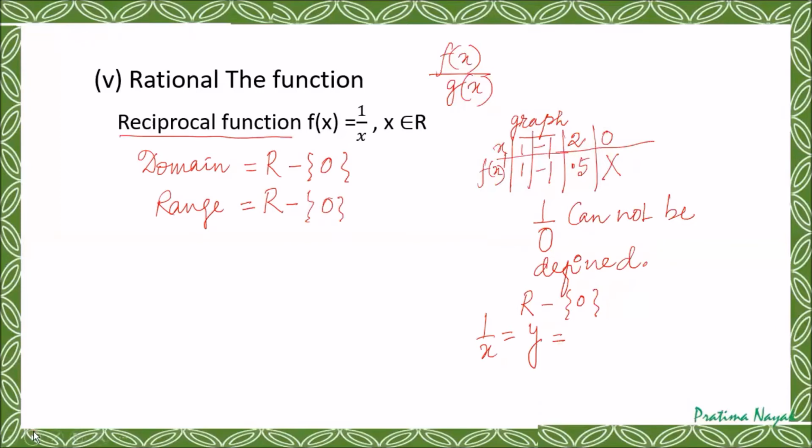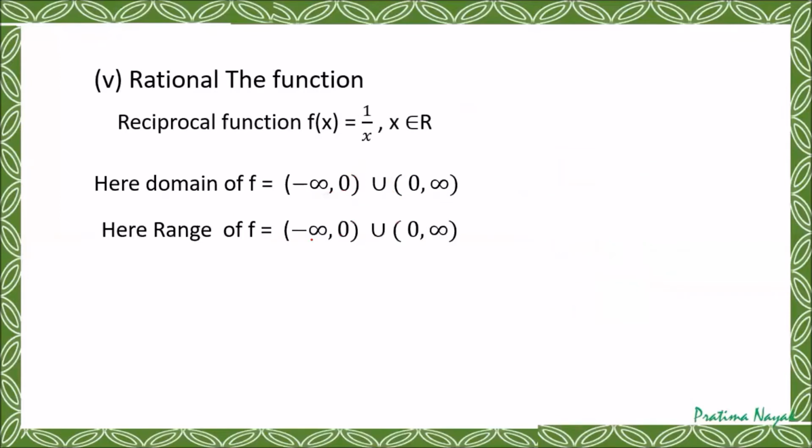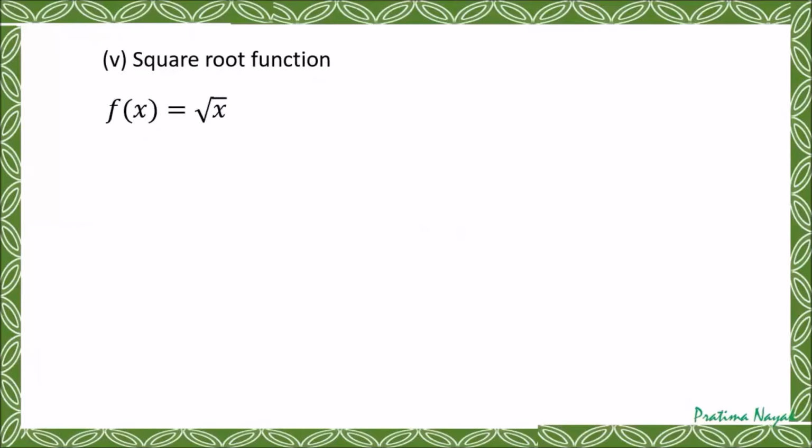And now I'll write using intervals. The domain of the function is minus infinity to 0 and 0 to infinity, and 0 is not included. 0 is not included, so I put an open bracket or parenthesis. Similarly, range is also the same, minus infinity to 0, 0 not included, and 0 to infinity, 0 also not included. So this is your reciprocal function. We finished. Next, going to the square root function.